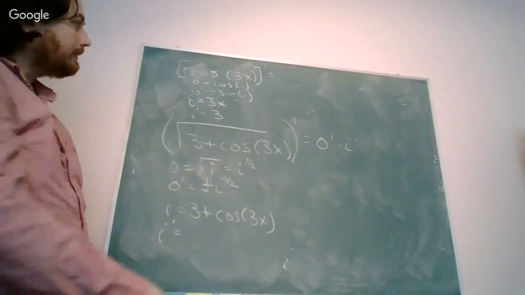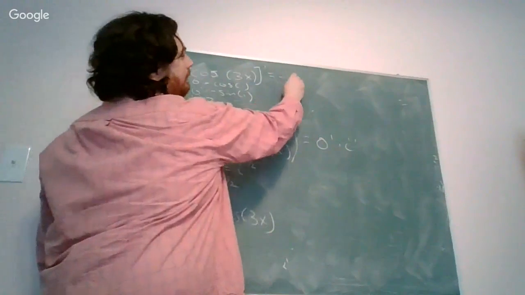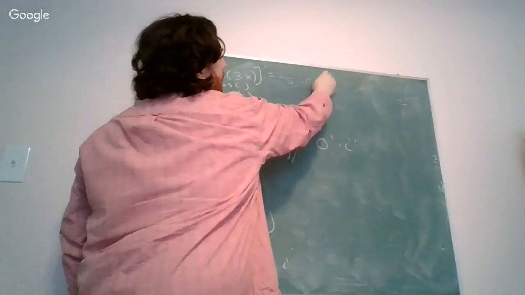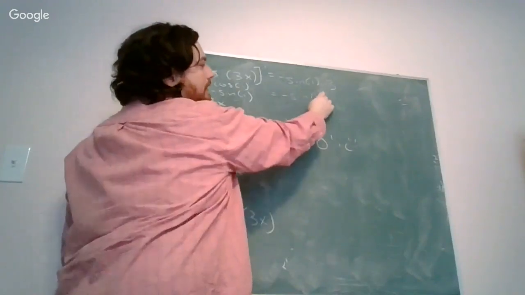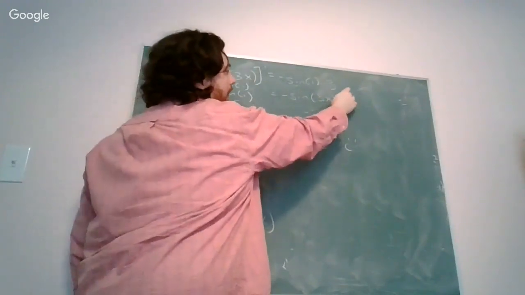So if I multiply those together, I get negative sine of I times 3, and then I have to plug I back in to finish this off, so I get negative sine of 3x times 3.